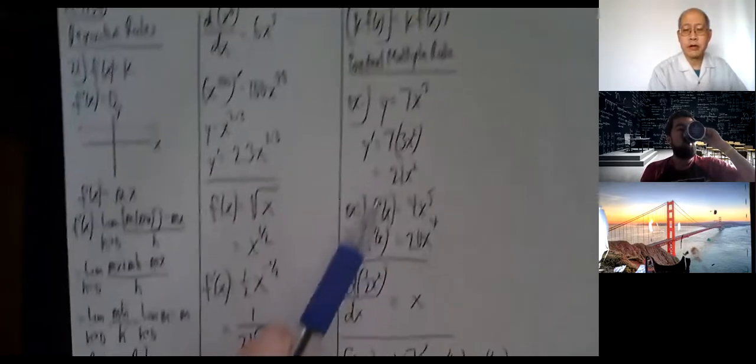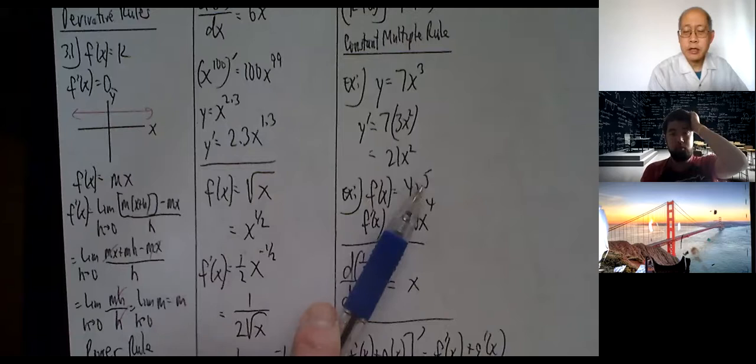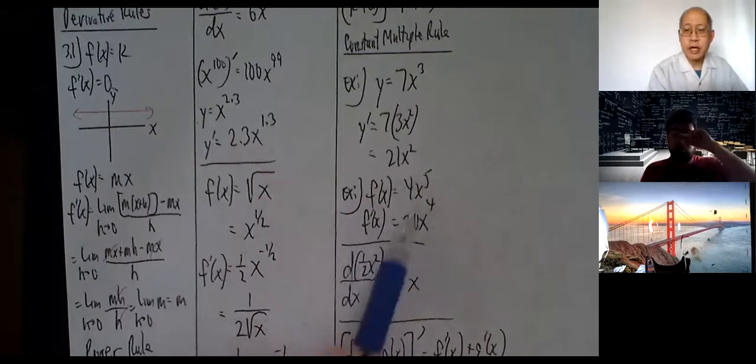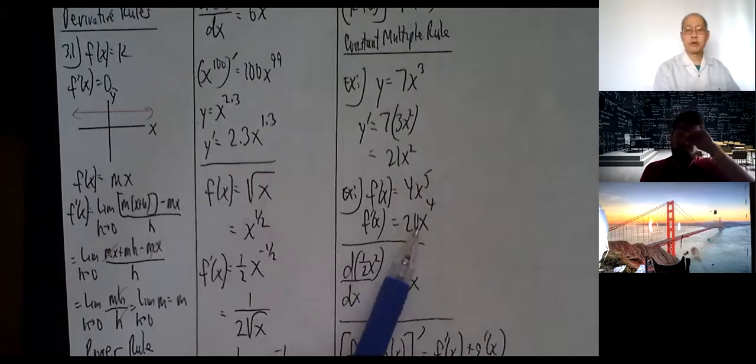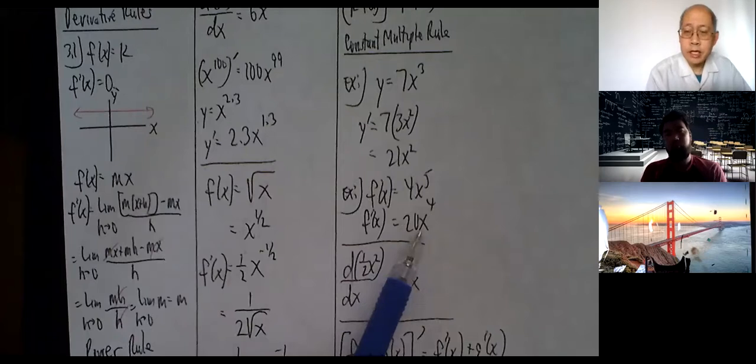Here's another quickie. F of x equals 4x to the 5th. F prime of x. You just go 4 times 5 is 20. And then x to the 5 minus 1 is 4. So 20x to the 4th. And there we go. Get the hang of it?